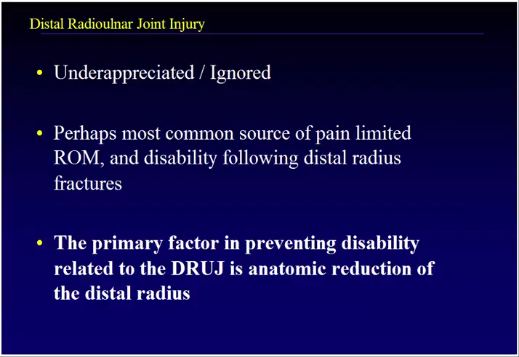Now, the last thing is distal radioulnar joint injuries. These are typically underappreciated and often ignored. They're perhaps the most common source of pain and limited range of motion and disability following distal radius fractures. And the primary factor in preventing disability related to the DRUJ is to anatomically reduce the distal radius. If the distal radius fracture is anatomically reduced, then the distal radioulnar joint will likely follow and cause minimal problems. Remember that the DRUJ has both rotation and translation, and the triangular fibrocartilage complex is the primary stabilizer of the DRUJ. So the TFC is very important.